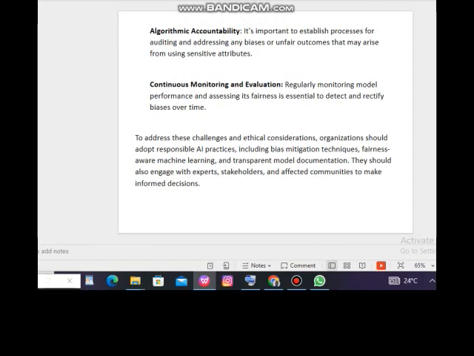Algorithmic accountability. It's important to establish processes for auditing and addressing any biases or unfair outcomes that may arise from using sensitive attributes. Continuous monitoring and evaluation. Regularly monitoring model performance and assessing its fairness is essential to detect and rectify biases over time. To address these challenges and ethical considerations, organizations should adopt responsible AI practices, including bias mitigation techniques, fairness aware machine learning, and transparent model documentation. They should also engage with experts, stakeholders, and affected communities to make informed decisions.